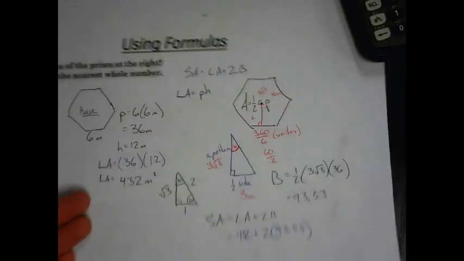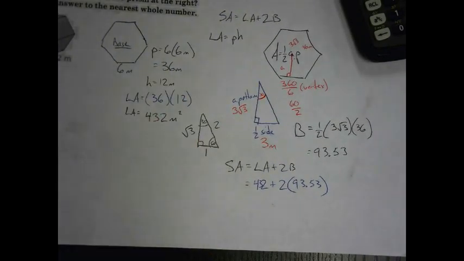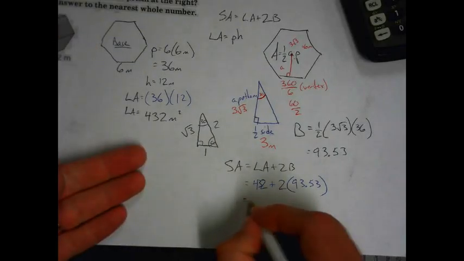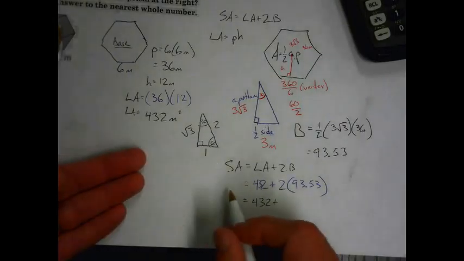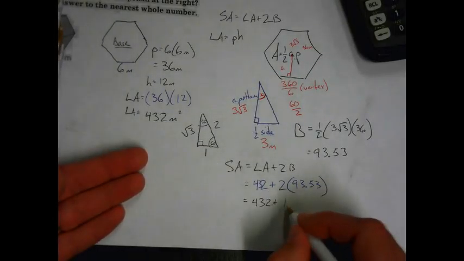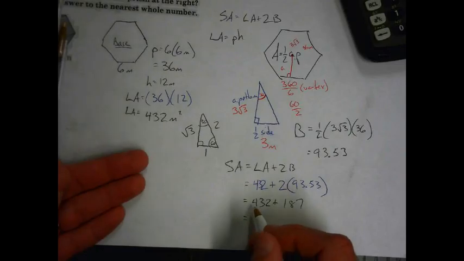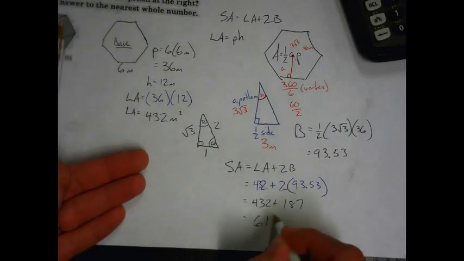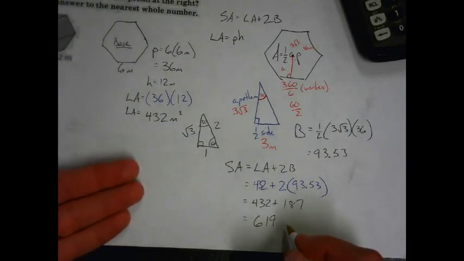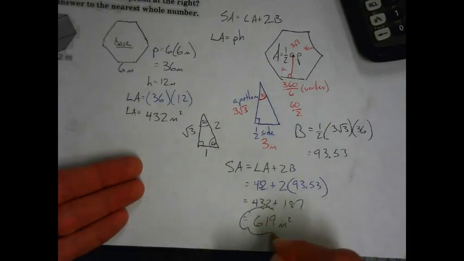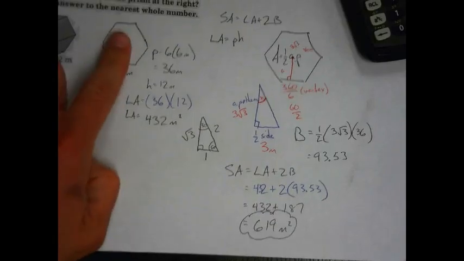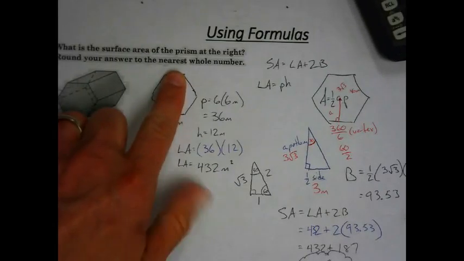Okay, so trigonometry comes back, regular polygons come back, all this sort of stuff comes back. So from here it's just calculator work. 432 plus whatever number that is, about 187. And so we get our total area of 619 square units, in this case, meters. It says round to the nearest whole number, so we are set, right?